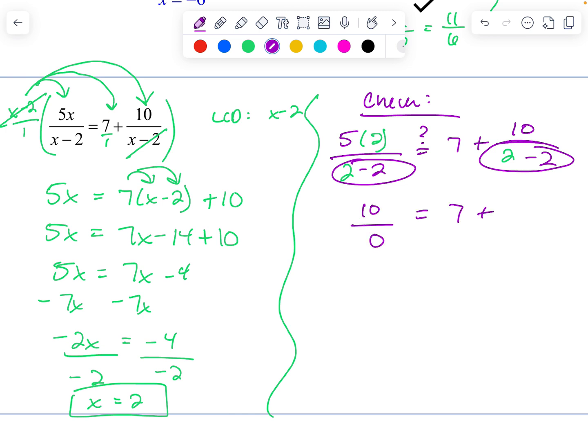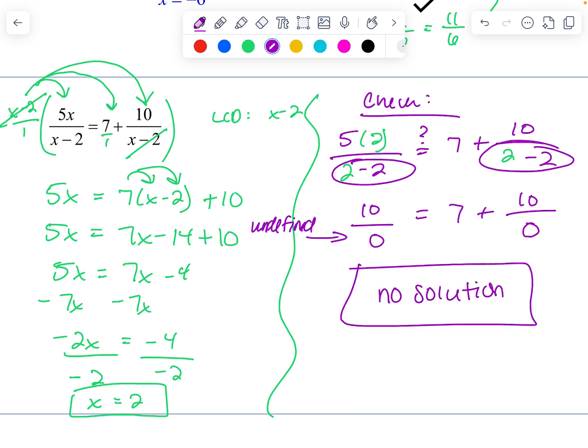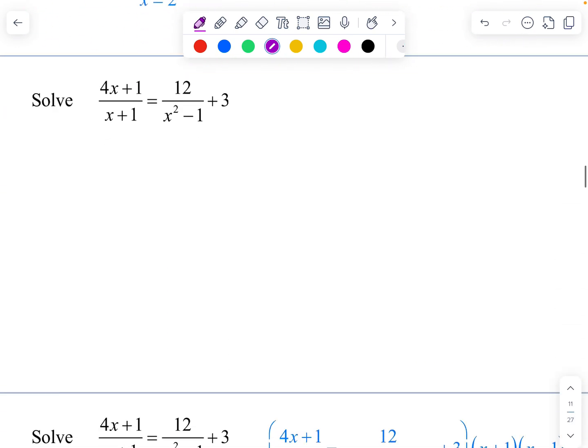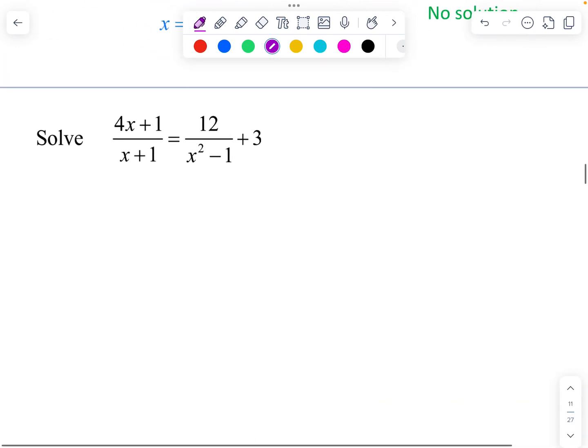And we know at this point that the one number we cannot divide by is 0. That ends up getting us some kind of undefined answer, which means we have no solution if that is the case, which is why it's important that we check for extraneous solutions in this section, because sometimes that will happen. All right, so one more of these.